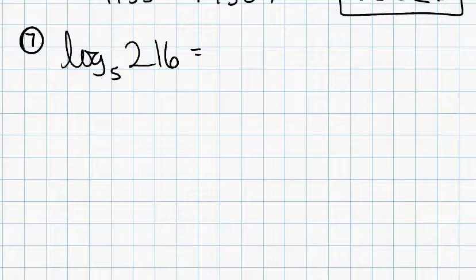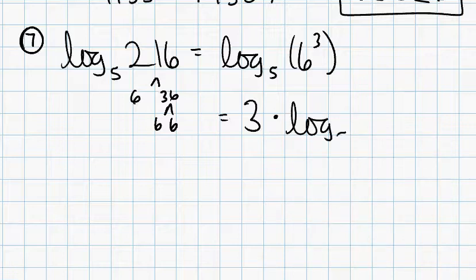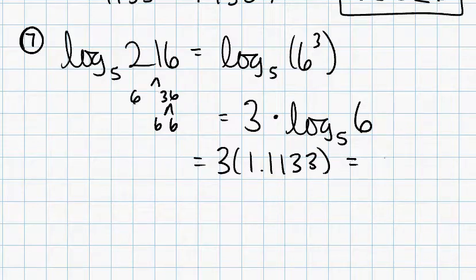So 216 is 6 times 36, which is 6 times 6. So 216 is 6 to the third. So there's only one property that looks like this. 6 to the third becomes the power property. So 3 times log base 5 of 6. 3 times 1.1133 gives us the answer of 3.3399.